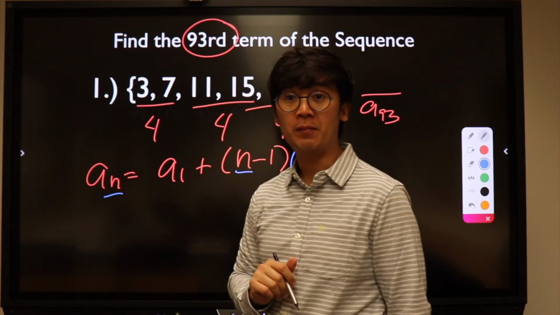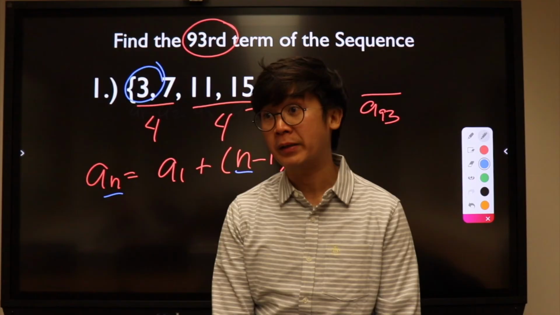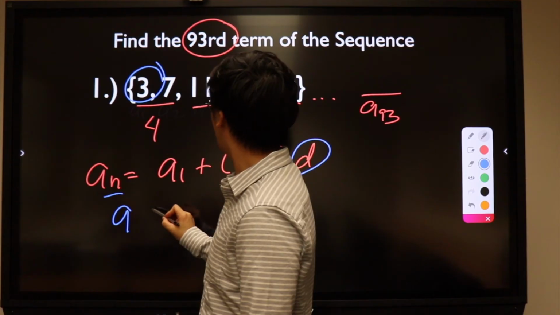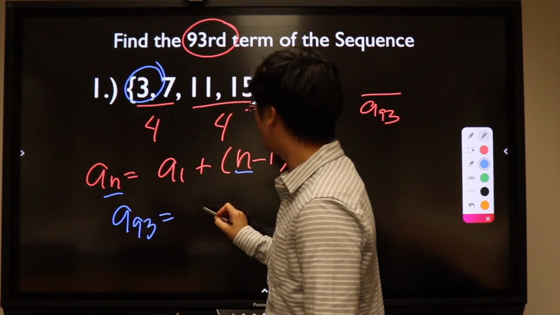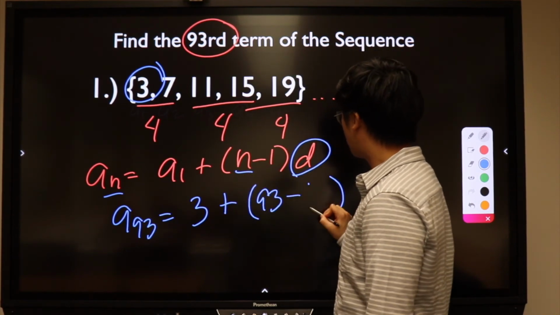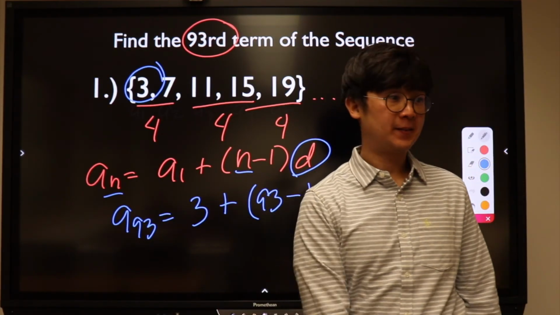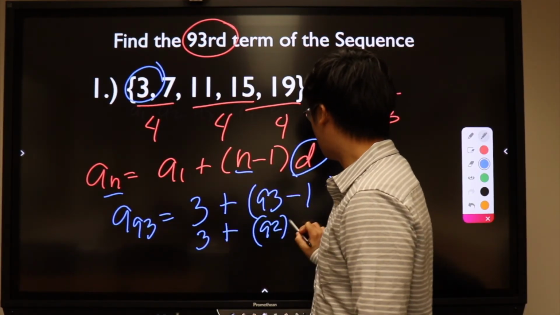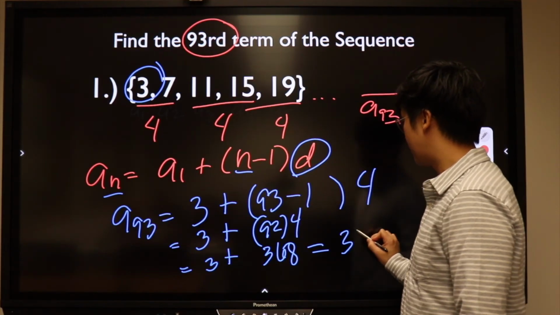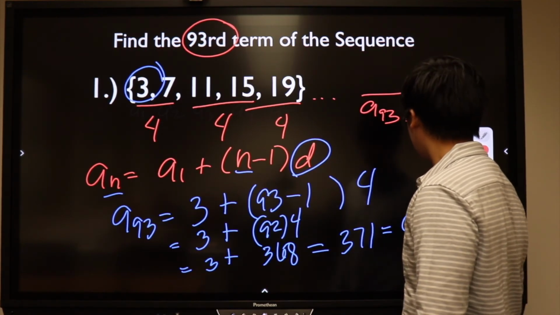The first term. Do we know the first term? 3. It is given and it's 3. It may not be spelled out for you, but you know that it's the first term because you are given the sequence. So now you have a sub 93 is equal to 3 plus, what is n? 93. Minus 1 times 4. Now, do the math. So the answer is 371. So this is your a sub 93.